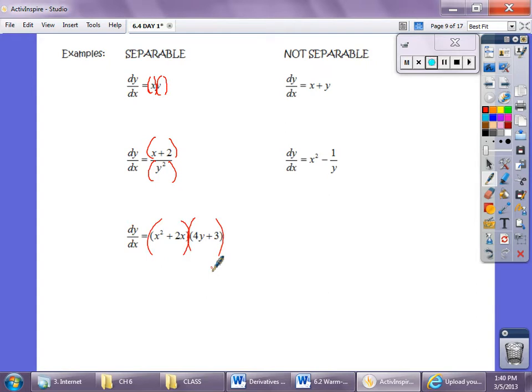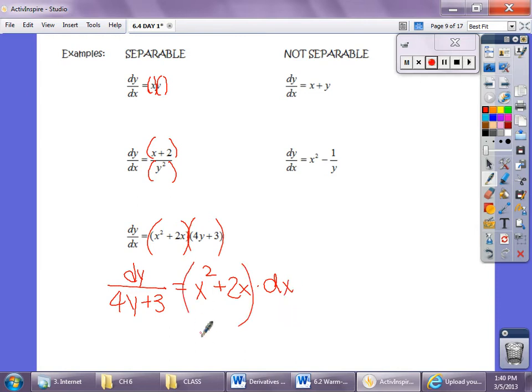Now, why do I know that these are separable? Because I could simply use an algebraic process to get them separated. And because I'm multiplying by dx, it multiplies that whole thing. So they're separated. All my x's are on one side, my y's are on the other side.